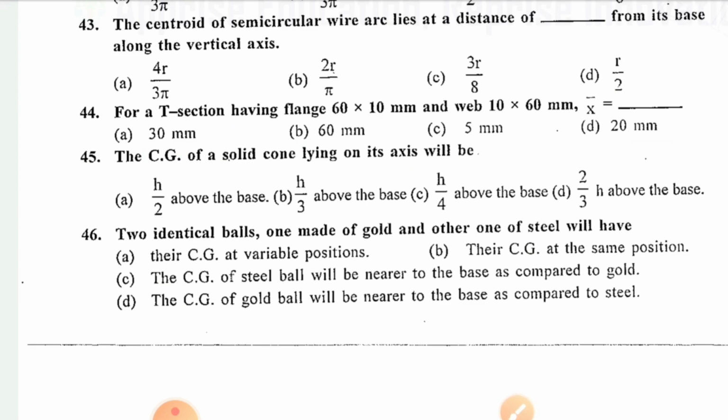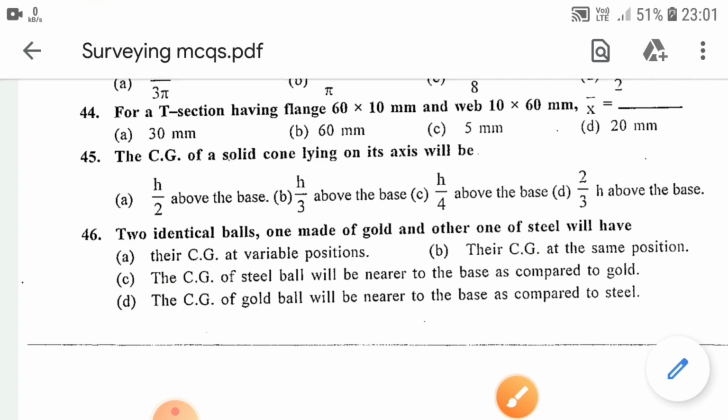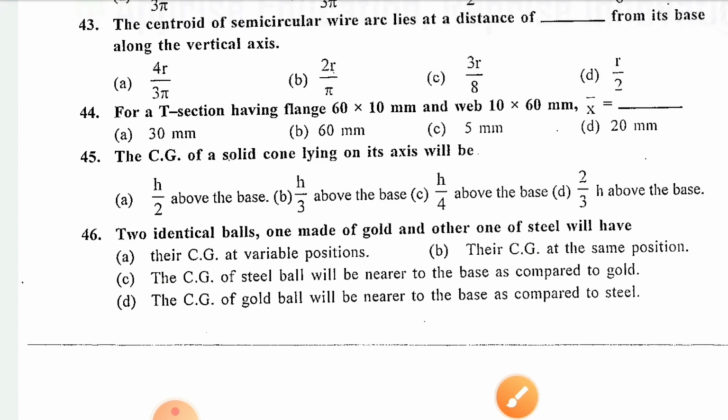Question number 45. The CG of a solid cone lying on its axis will be: option C is correct, h by 4 above the base. Question number 46. Two identical balls, one made of gold and another made of steel, will have: option B is correct, their CG at the same position.